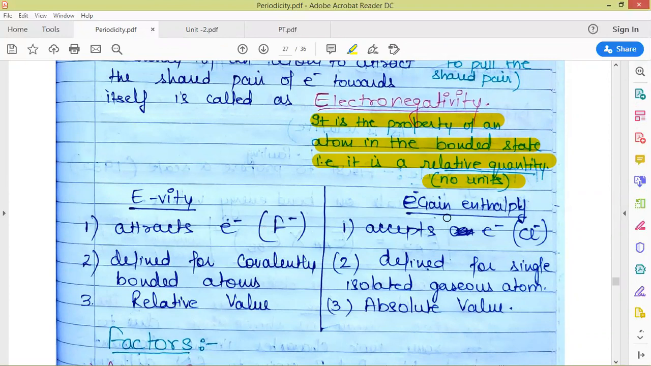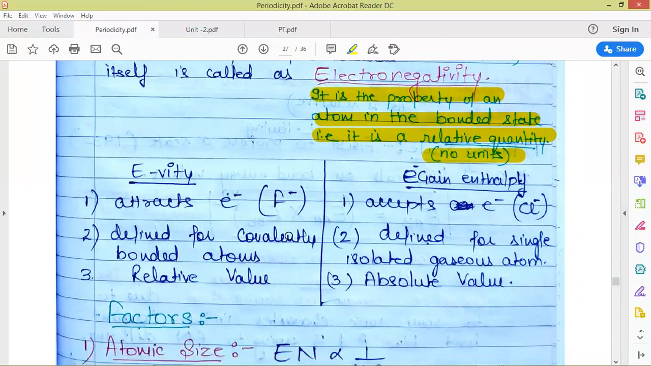Electron gain enthalpy is maximum for chlorine because here an electron is getting added to that atom. But electronegativity is just about attracting. For attraction, it doesn't have to make room available for the incoming electrons, so the role of inter-electronic repulsion doesn't come into play when we talk about electronegativity. So electronegativity is maximum for fluorine. In fact, fluorine is the most electronegative element present in the whole periodic table.